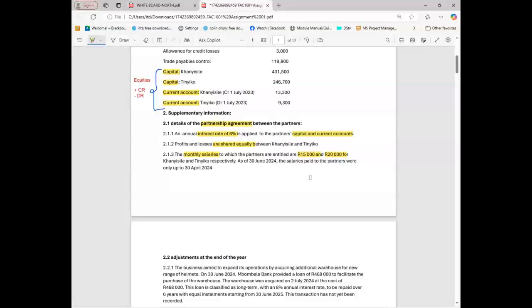So this is only about the partnership. Now we know more about the partnership. We'll come back to this information. Any questions so far? No questions. You can continue.